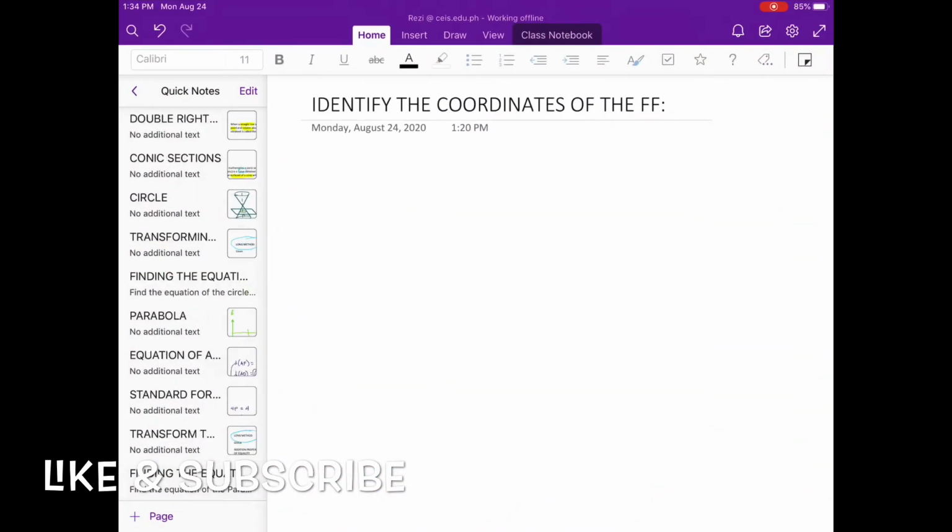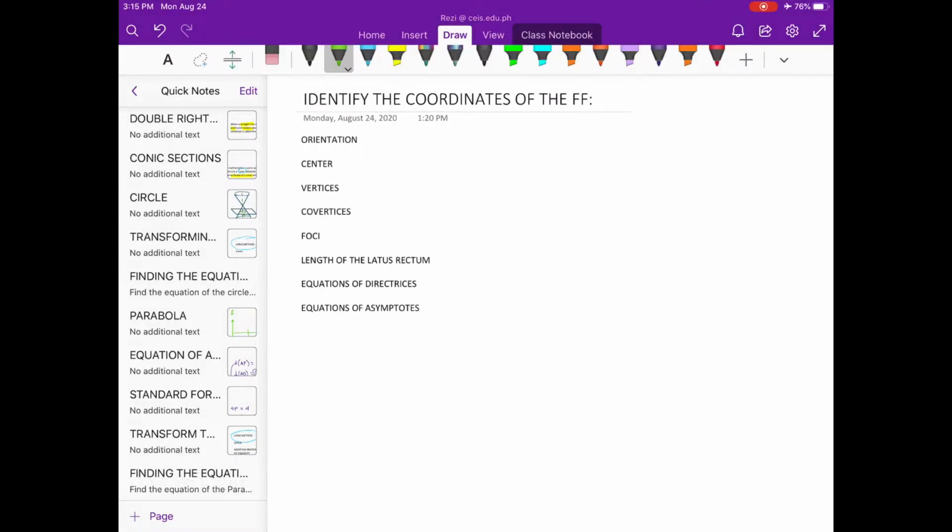So today we're going to discuss how to identify the coordinates of the following. Let's try example number 1. From this given equation, we need to use the standard form of the equation. So it is a hyperbola that is horizontally oriented. Our center is at the origin, which is (0, 0).